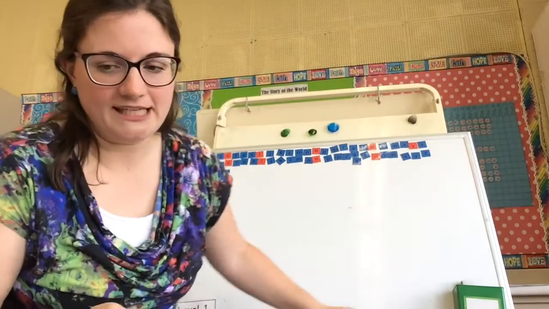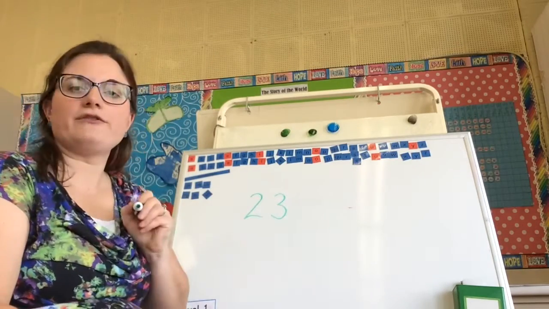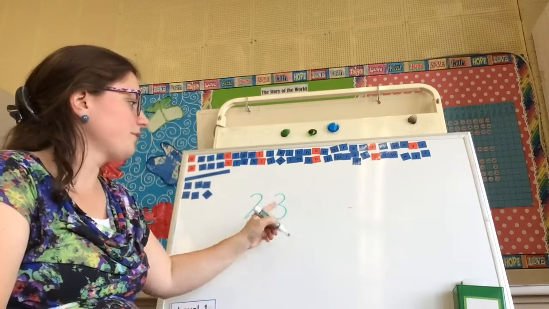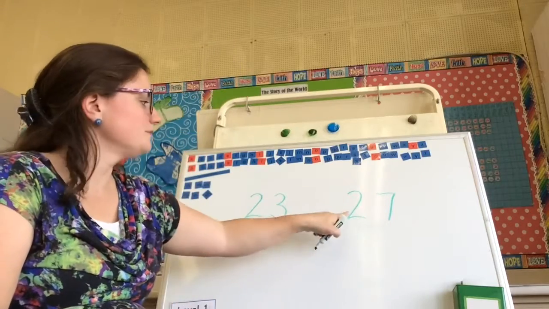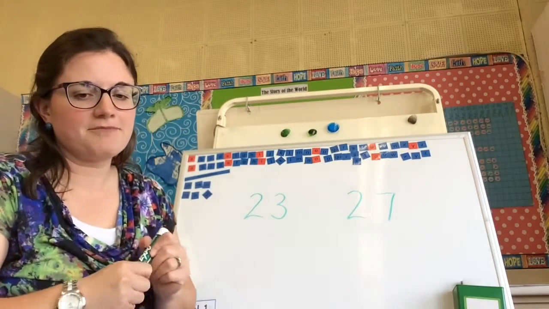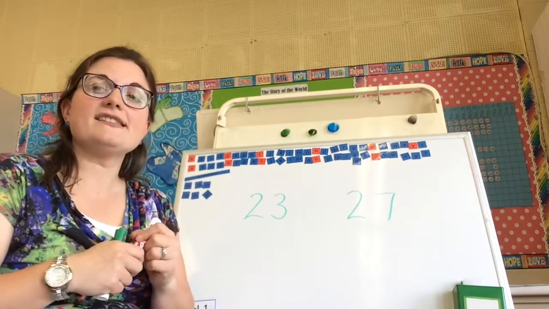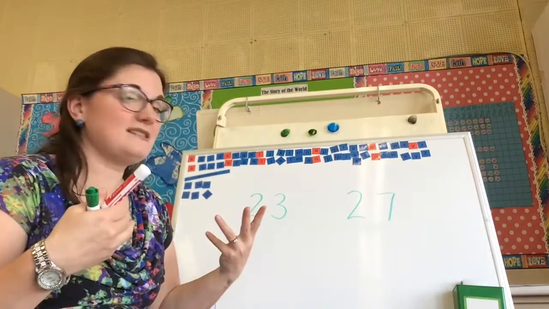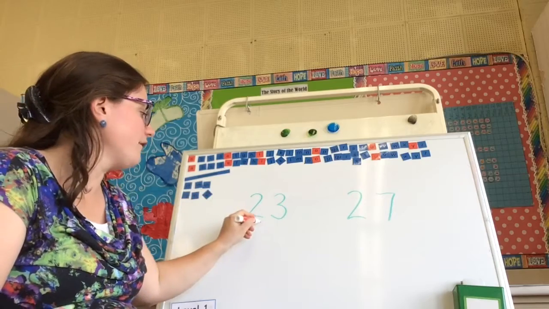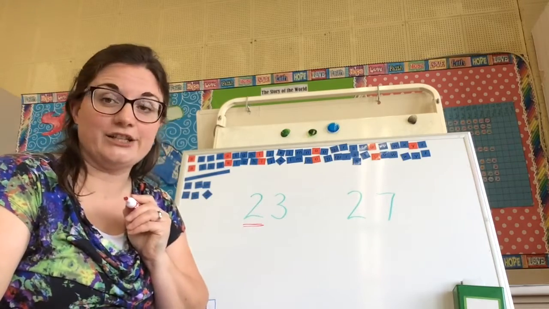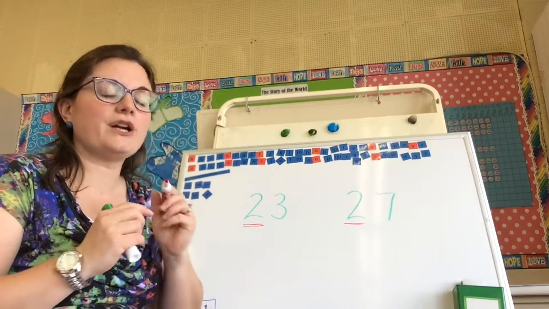Now we're going to do another one here. Can you say this number out loud for me? 23. And this number, 27. Perfect. Now we want to talk about which number is larger. Well, we're going to start in the tens. There's tens in each of them, right? So let's look at the tens. We have 2 tens here, and we have 2 tens here.